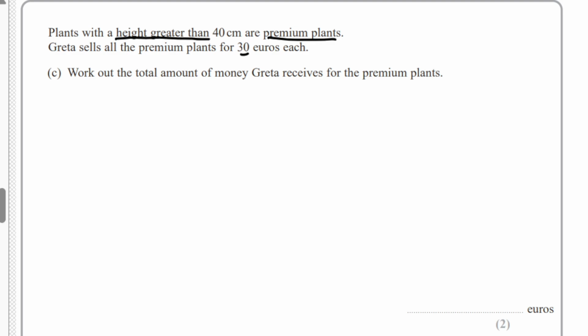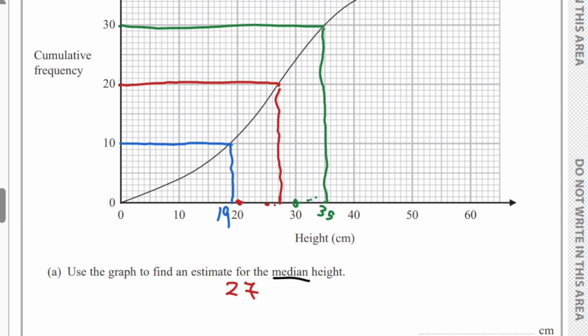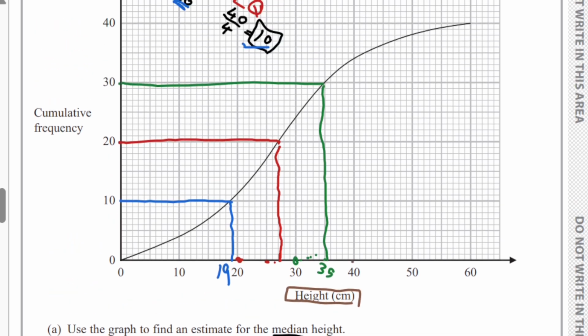Greater than 40. So this is where we start. We go back again to our graph and we try to see the plants. This is the height here. So greater than 40. So this is 40. We go up until we touch the line. And then we go there to see what number this is. Now, this is 30. That's 40. That means this is 35. So this is 34. Now, that's not the answer.